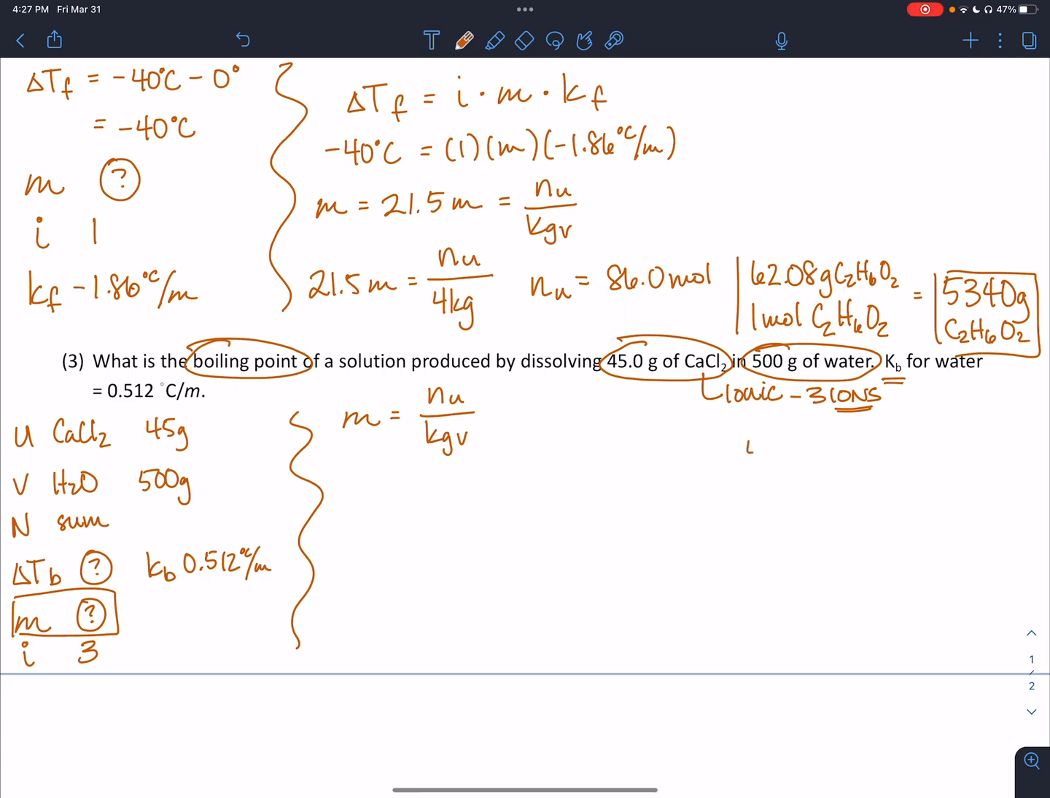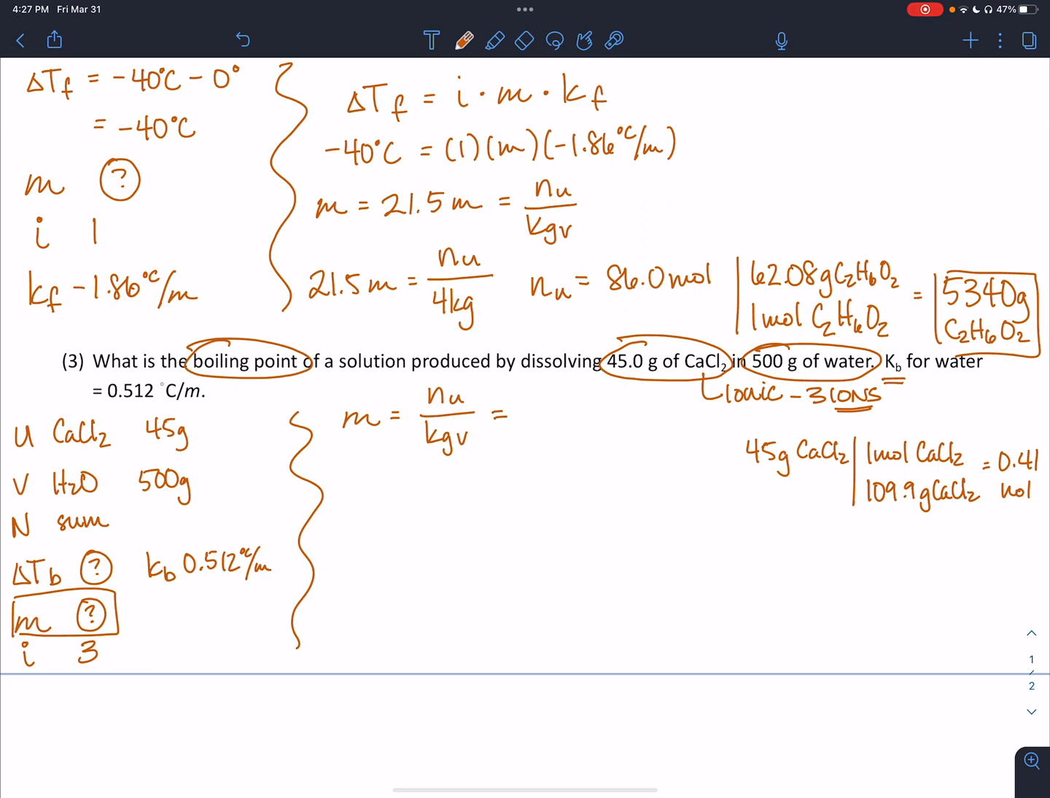So I'm going to go off to the side and take my 45 grams of CaCl2, use my periodic table, and find that 1 mole of CaCl2 has a molar mass of 109.9 grams of CaCl2. So I actually have 0.82, oh no, wait, 0.41, sorry, off by a little bit, 0.41 moles of this substance.